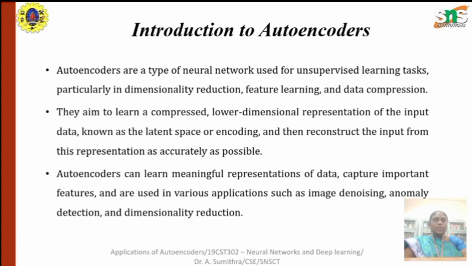The autoencoder consists of an encoder network that maps the input to a hidden representation and a decoder network that reconstructs the input from the hidden representation. They have various applications in deep learning, including image denoising, anomaly detection, dimensionality reduction, feature learning, natural language processing and recommendation systems.